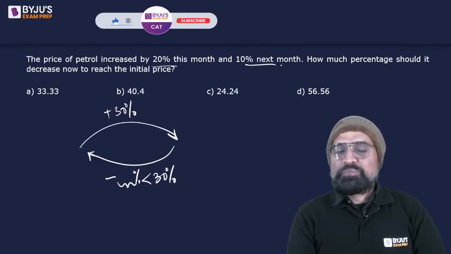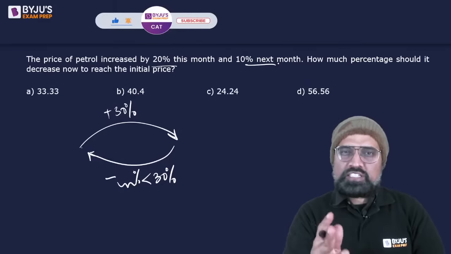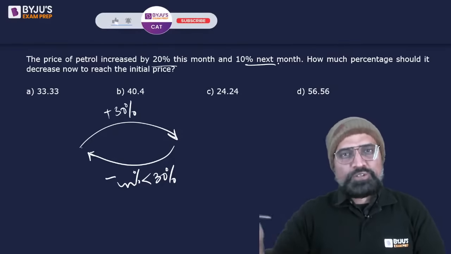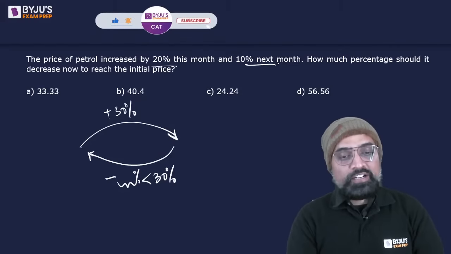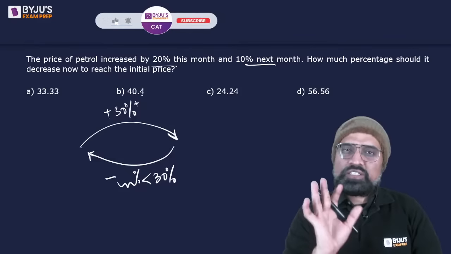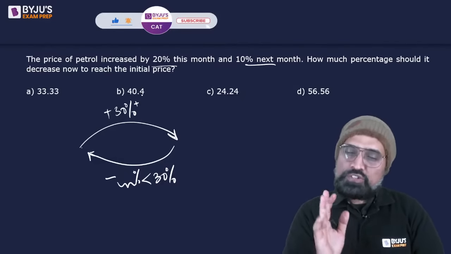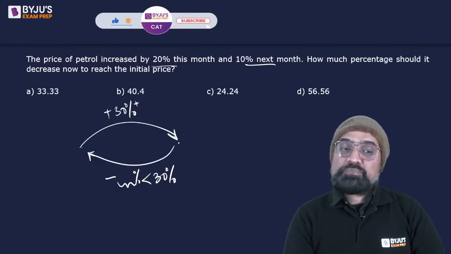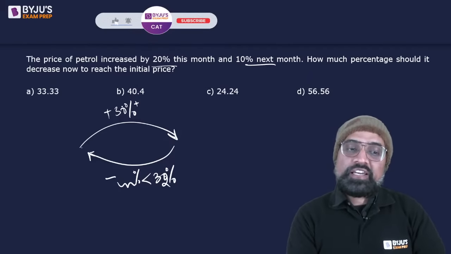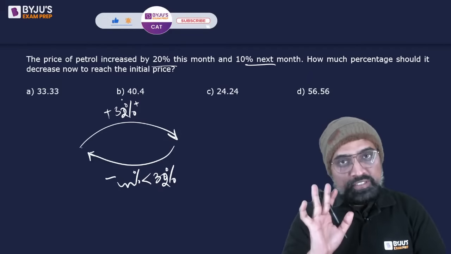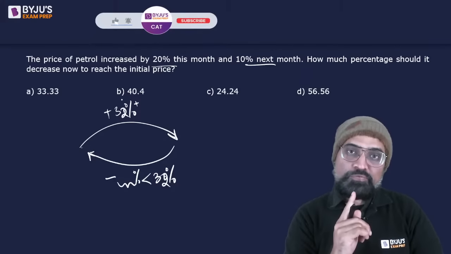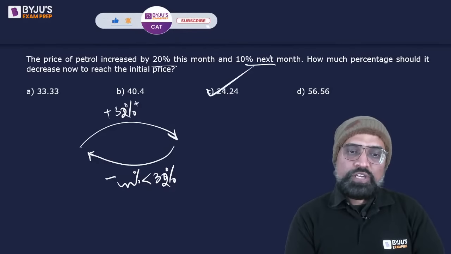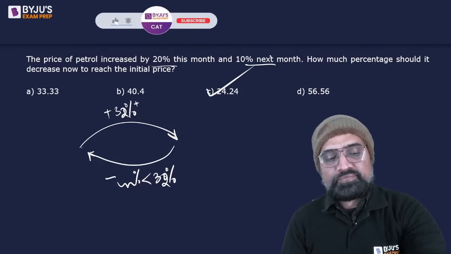20% this month and 10% next month, that is successive. So successive will be 20 plus 10 plus 20 into 10 by 100. We can actually solve it, but we know it is slightly more than 30. 31, 32. If we solve it, it will be exactly 32. Right? So if something increases by 32, can we say it should definitely decrease by less than 32%? If you want to go back to the original price or original value, then there is only one option, which is less than 32.